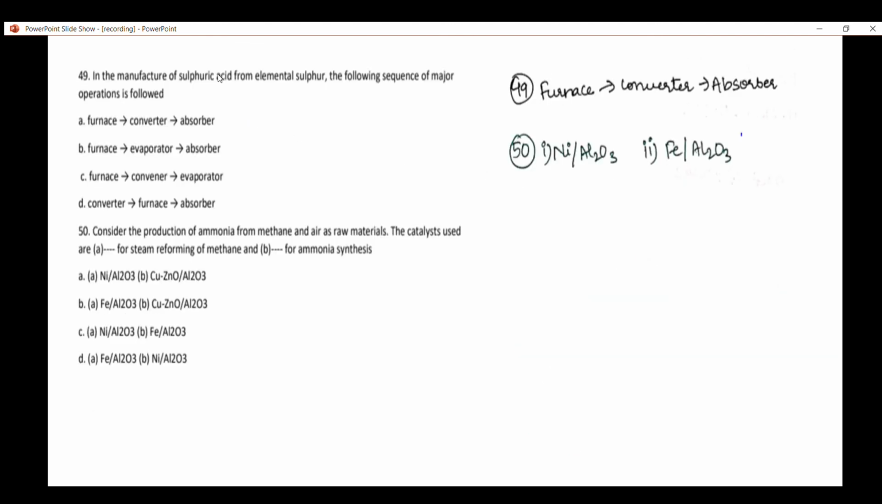In the manufacture of sulfuric acid from elemental sulfur, the following sequence of major operations. Okay, which one is correct? We have to find out. So in the manufacturing of sulfuric acid, the correct sequence is furnace, then converter, and then absorber, which is option A. Next, we have to tell the catalyst used for steam reforming of methane and ammonia synthesis. So for steam reforming of methane, the catalyst is nickel and aluminum oxide. And for ammonia synthesis, the catalyst is iron and aluminum oxide.